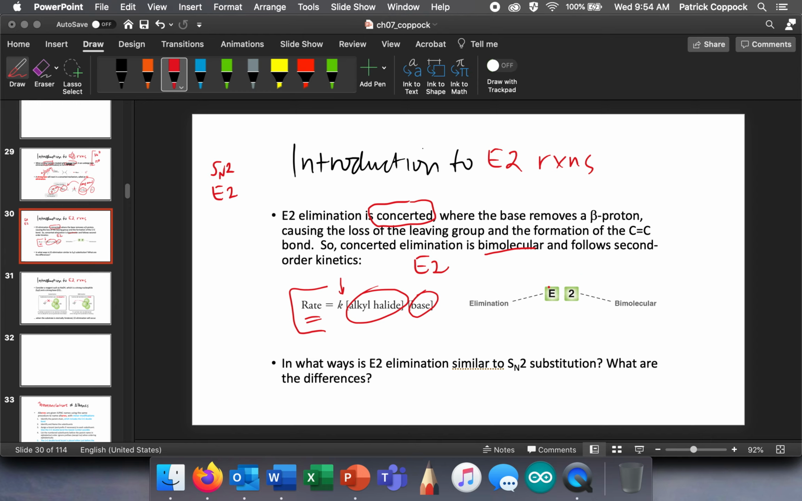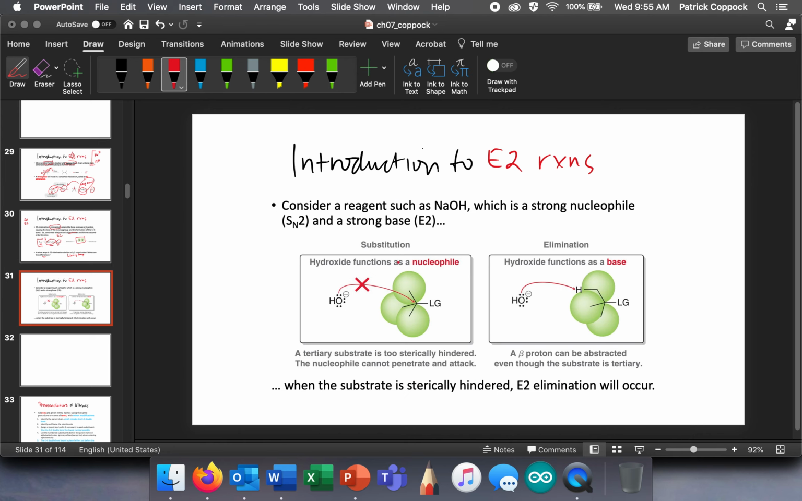All right, so this is a bimolecular elimination reaction. That's what the E2 stands for. I'm repeating myself, I know. In what ways is E2 elimination similar to SN2? Well, that's one way, the rate law. There's a leaving group in both of them. But there are some differences too, and I encourage you to think about those differences. I'm not going to go through them with you.